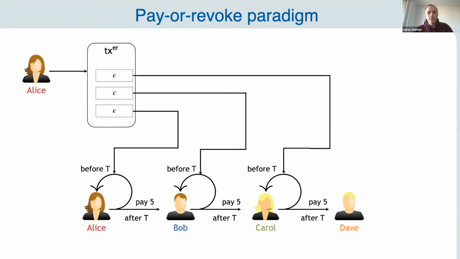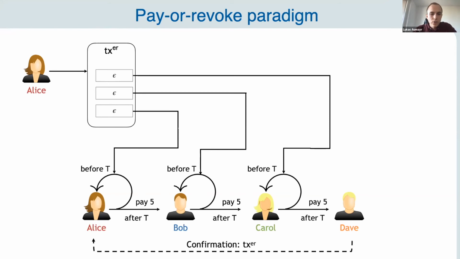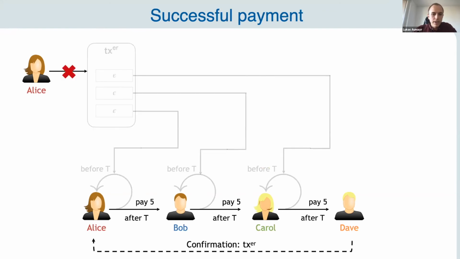and Carol will go ahead and create the same with Dave. Now Dave goes ahead and sends back a confirmation of the TXER that Carol used in their channel for her refund transaction back to Alice. And now there are two different ways. So either the confirmation is a correct one, meaning that the TXER that Dave sent back to Alice is the one that Alice created in the beginning. And in this case, Alice can simply go idle because she can be sure that after the timeout t expires, Dave will get the money.